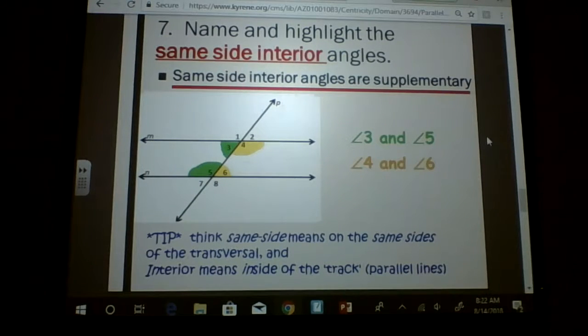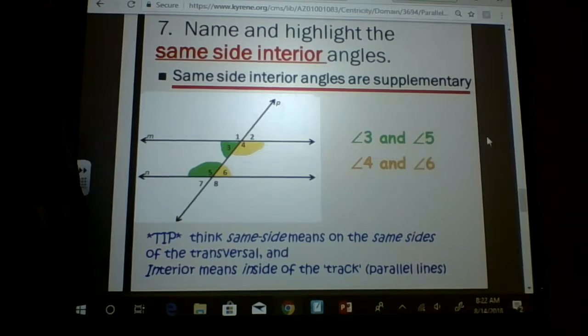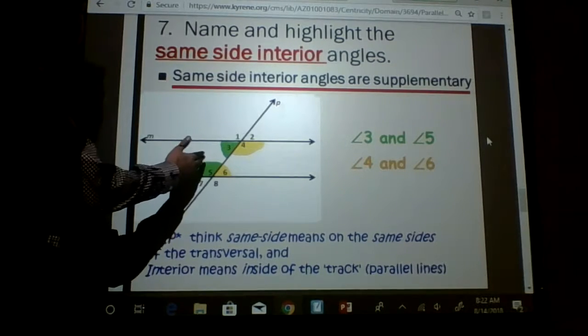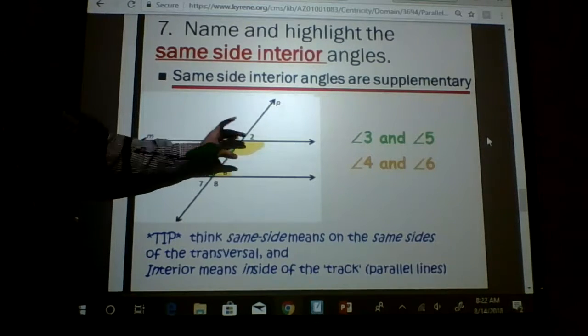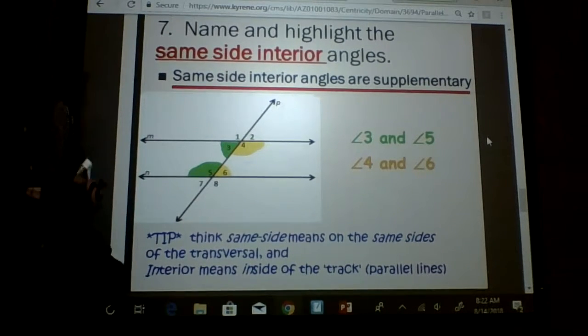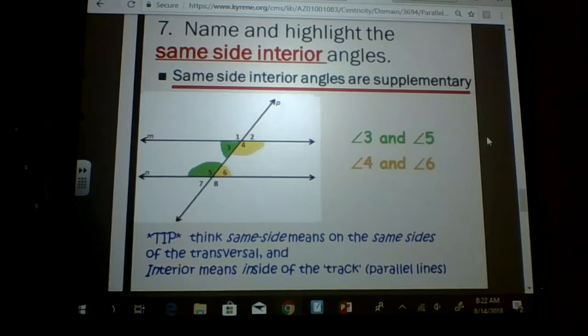That's same side interior. That one's pretty straightforward. It tells you exactly what you need to know. Same side, meaning they're either on the right or the left of the transversal, and they're on the inside. So again, we're just looking right here and looking at the ones that are on the same side. So 6 and 4, for example, is same side interior, and then 3 and 5 is also same side interior.